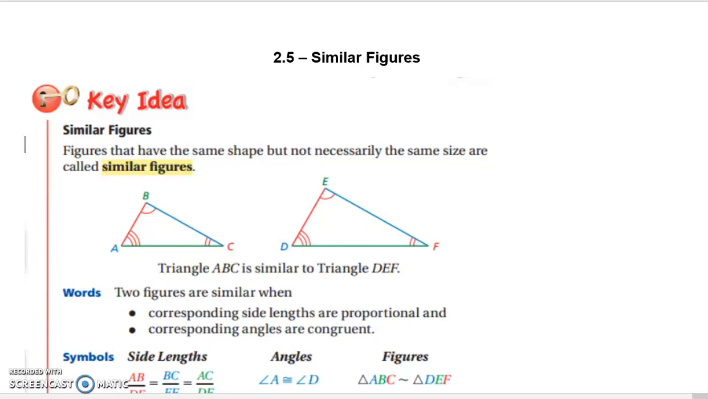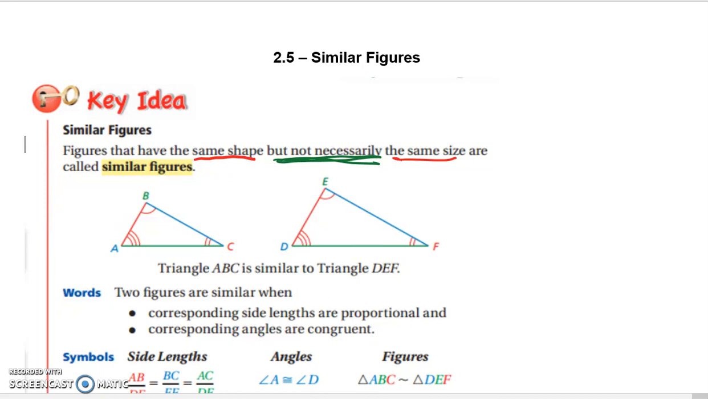Alrighty, section 2.5 is all about similar figures. Similar figures are figures that have the same shape, but not necessarily the same size. These are called similar figures. So if you look at A, B, and C, the triangles are similar because their angles are the same and their sides are what are called proportional.